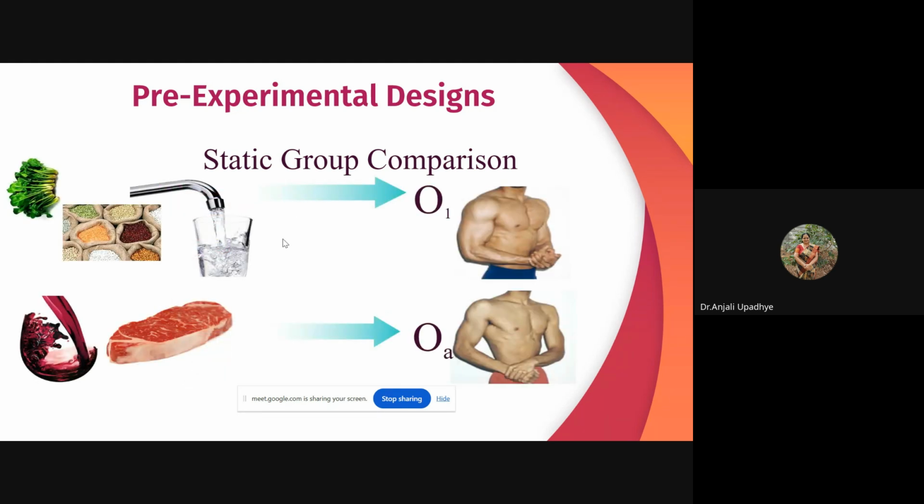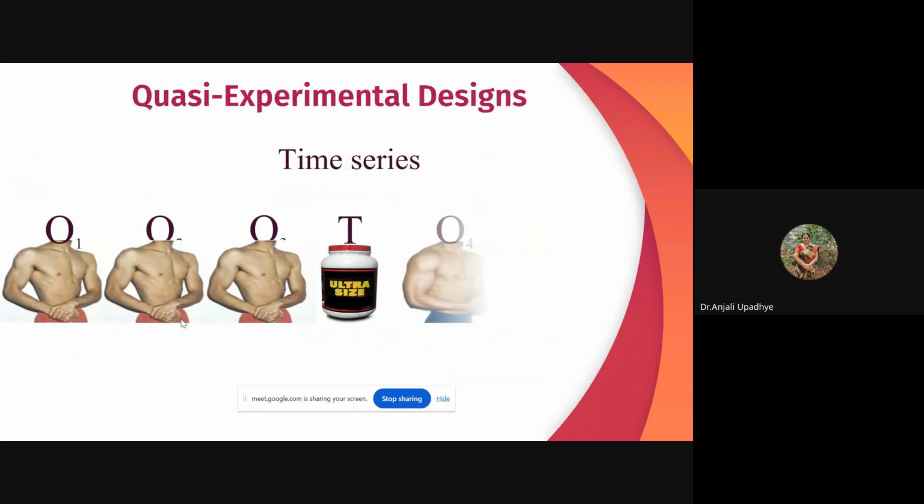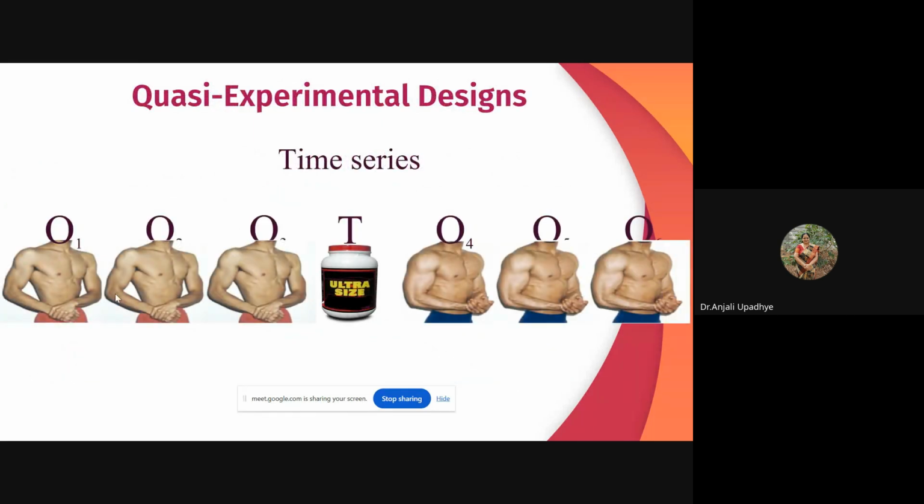Now the static group comparison will go with the diet again. Diet दिया, ये भी diet दिया, ये भी diet दिया. And with the diet, we are looking at what exactly the thing is there. Now this is a time series: O1, O2, O3, ultra size is given, O4, O5, O6. That is how, in the process or over time, the muscle will build with this particular ultra size.